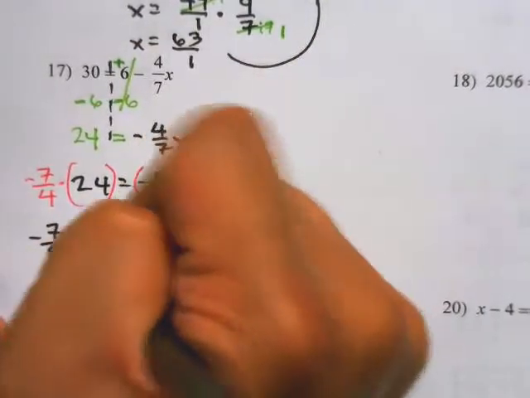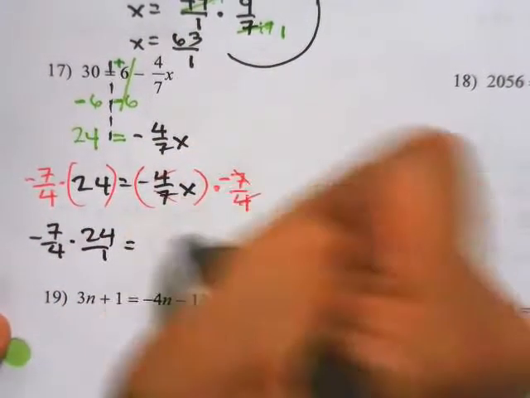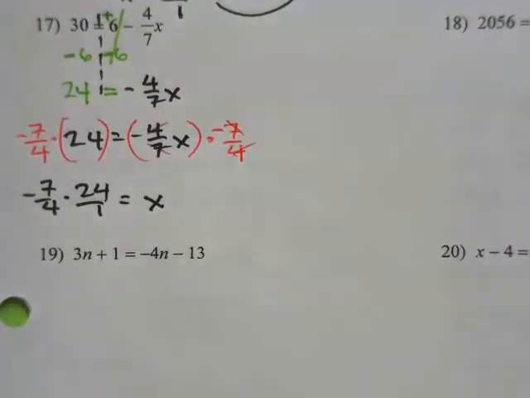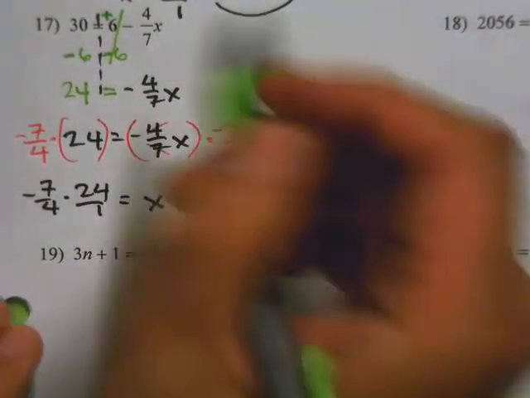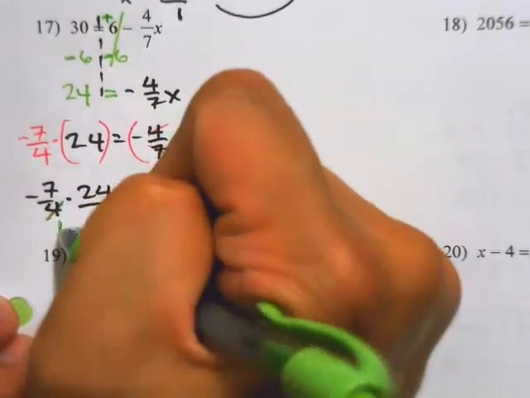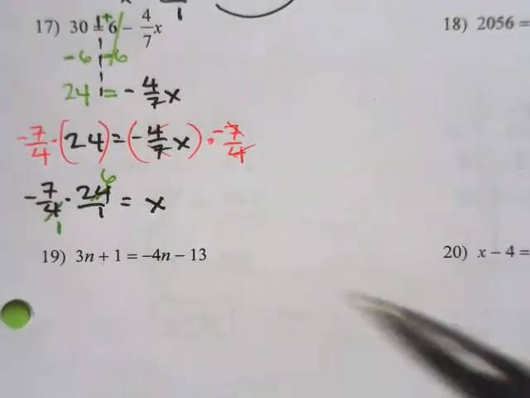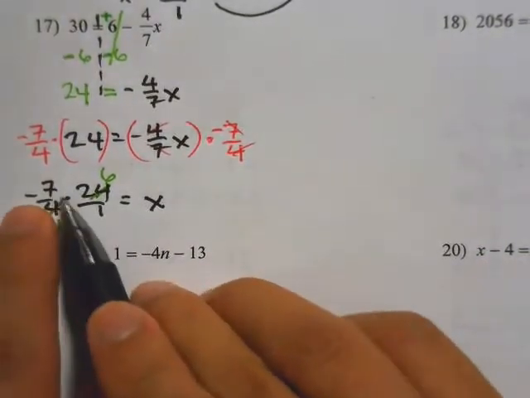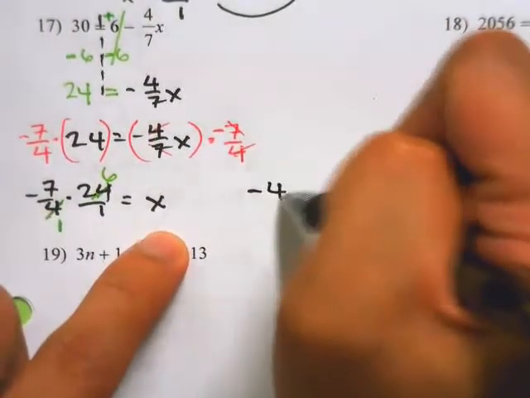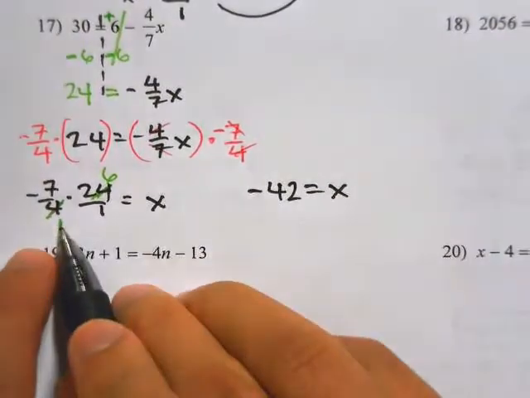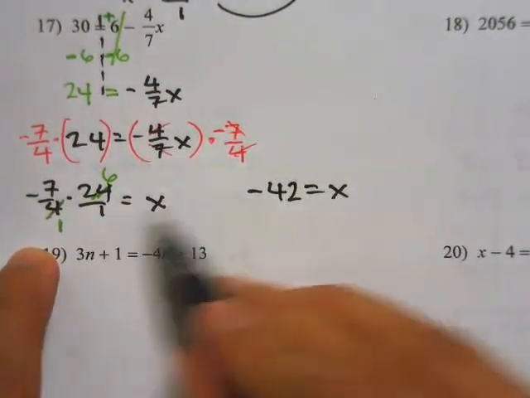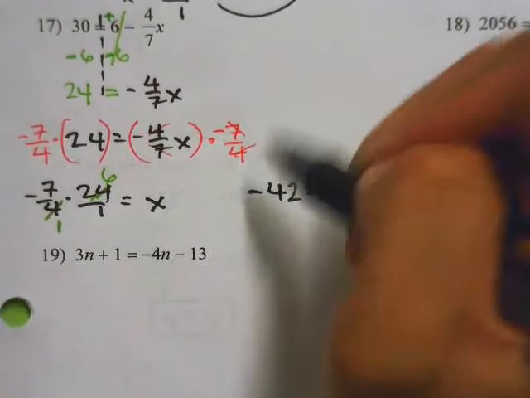Negative 7 over 4 times 24 over 1 is equal to x, and then we just got to do some light fraction work. 4 divided by 4 is 1, 24 divided by 4 is 6, and then we can multiply the new top numbers. Negative 7 times 6 is going to be negative 42, and then the denominator is just going to be 1 times 1 over 1, and we're not going to write over 1 anymore.